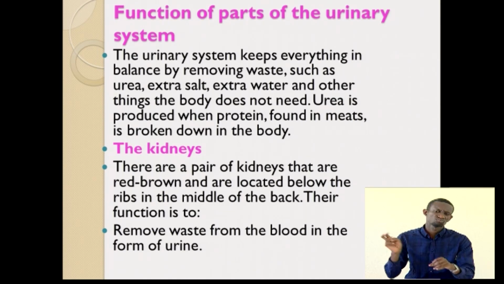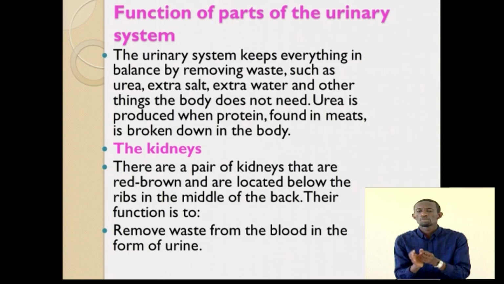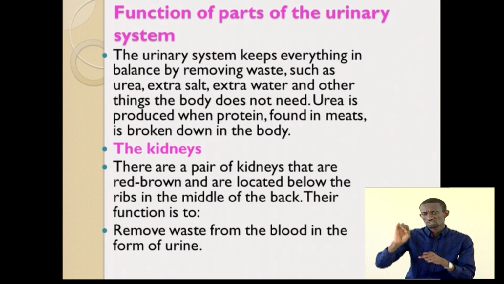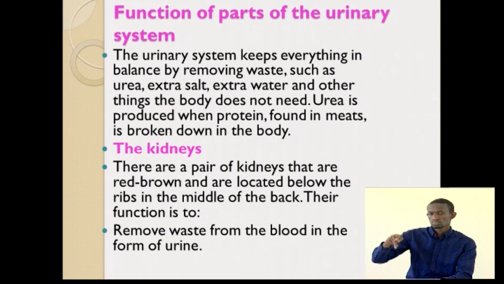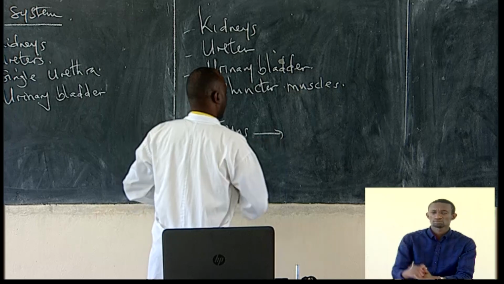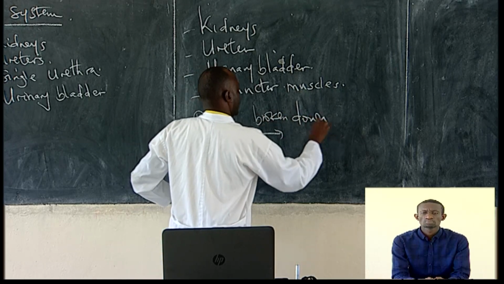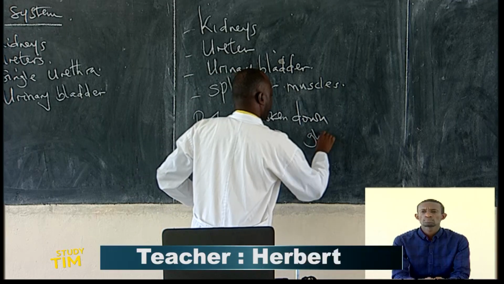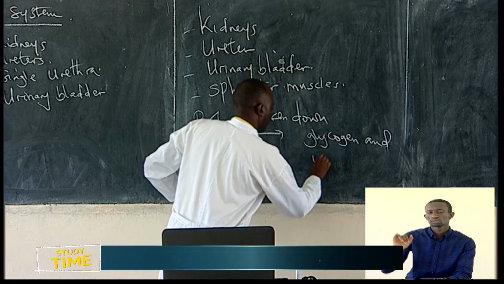I said urea is produced when proteins found in meats are broken down in the body. Once proteins are broken down, they are going to form what we call glycogen and urea.